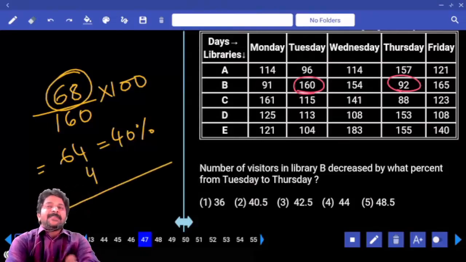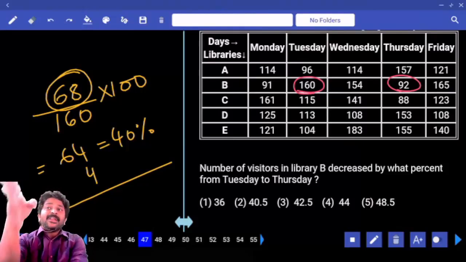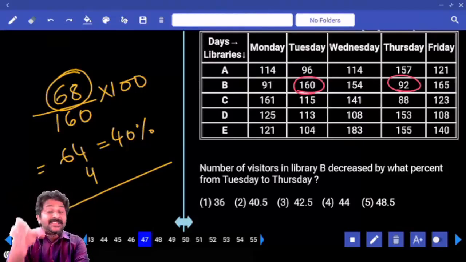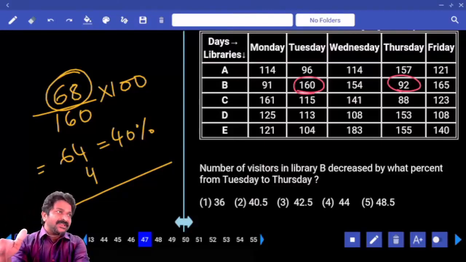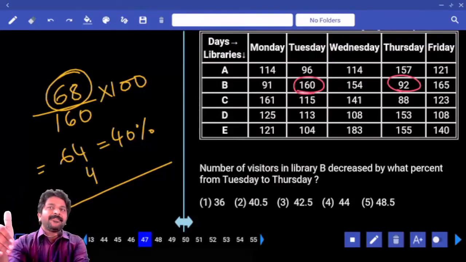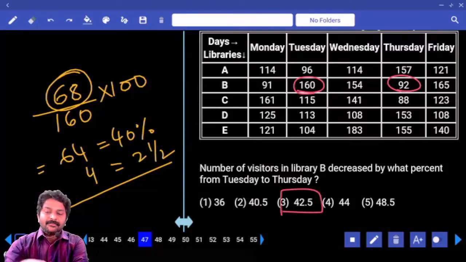Now tell me, what is 10% of the denominator you said? Come on. What is half of 16? What is again half of it? 10% half and half I am saying, correct? 10% half, again half, 2 and a half. So the answer is 42.5.